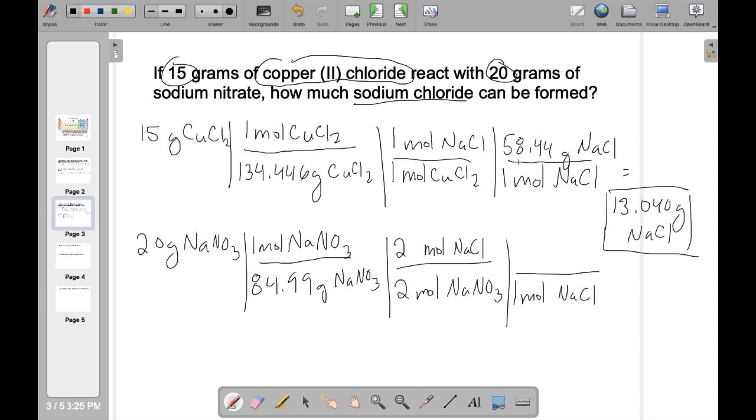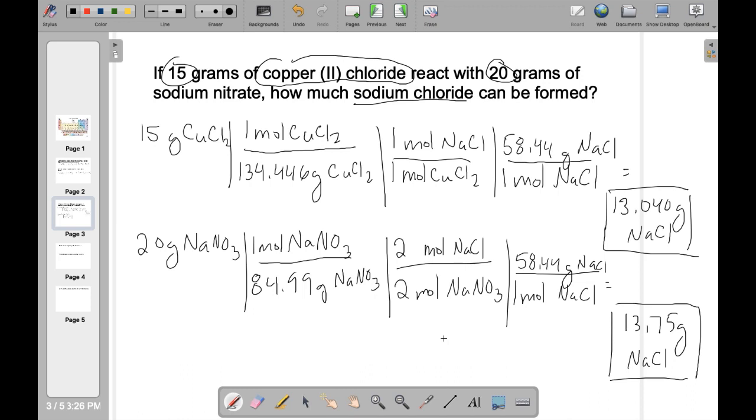1 mole of sodium chloride equals 58.44 grams of sodium chloride. And if I do this math, it will end up being about 13.75 grams of sodium chloride. So these are relatively close.